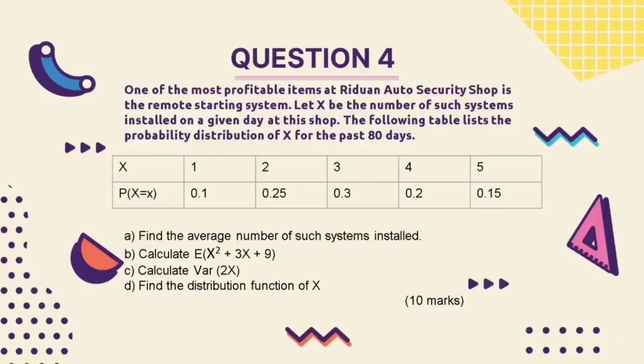Okay, next, for question number 4, one of the most profitable items at Ridwan Auto Security Shop is the remote starting system. Let X be the number of such systems installed on a given day at this shop. The following table lists the probability distribution of X for the past 80 days.